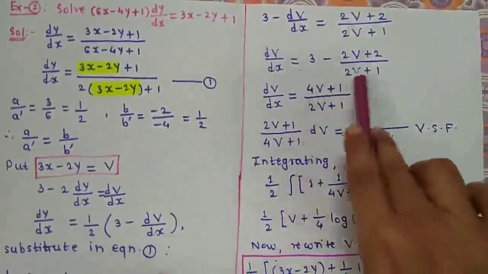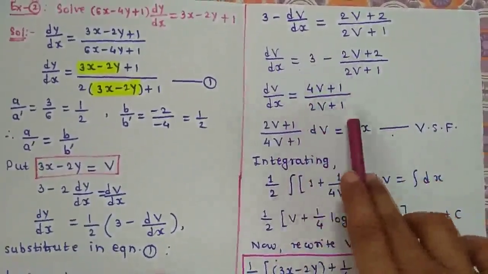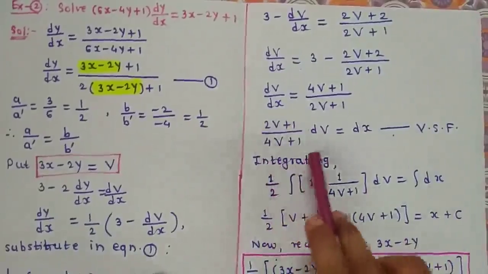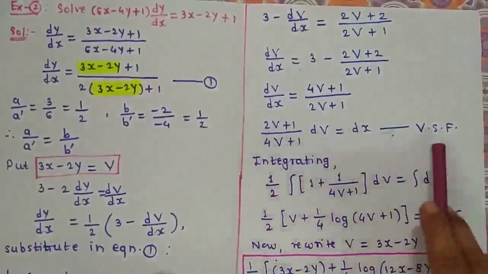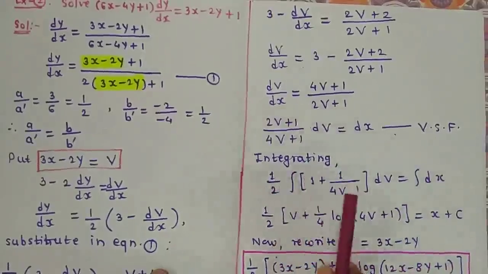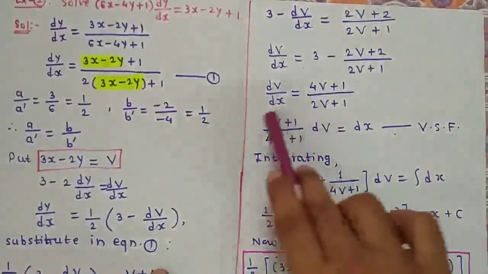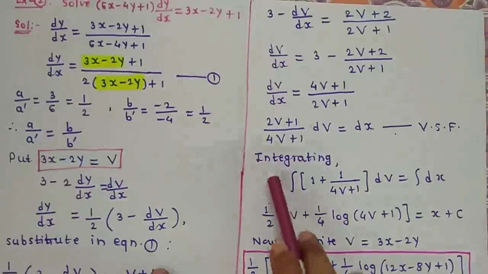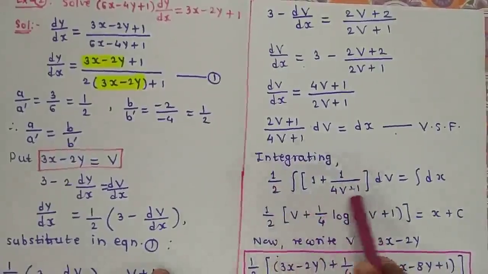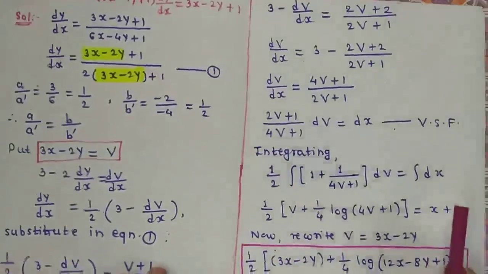Now we do the cross multiplication, and hence we get dv by dx equals (4v plus 1) upon (2v plus 1). Now we separate the variables, and hence we get (2v plus 1) upon (4v plus 1) dv equals dx, and this is variable separable form. So just on integrating we get its solution. But for integration, here we apply partial fractions. Okay, after applying partial fractions, here we get 1 by 2 times (1 plus 1 upon (4v plus 1)). Okay, now we integrate this term with respect to v equals integration of dx.